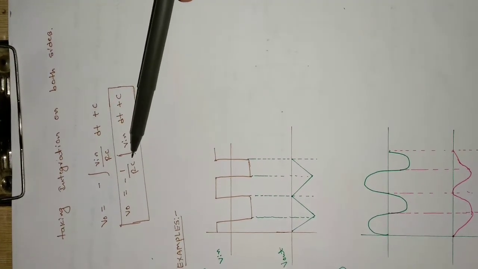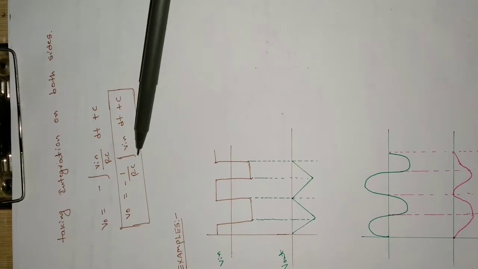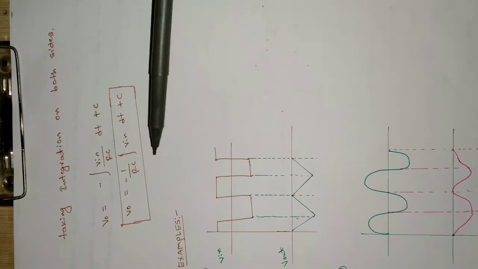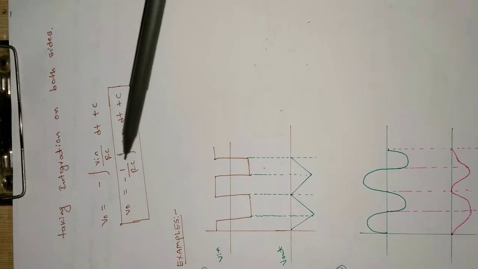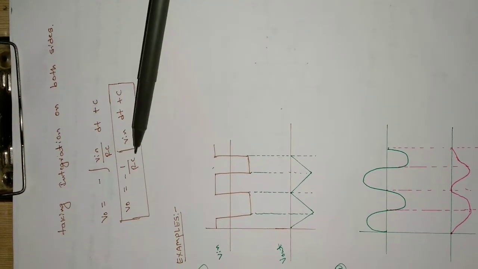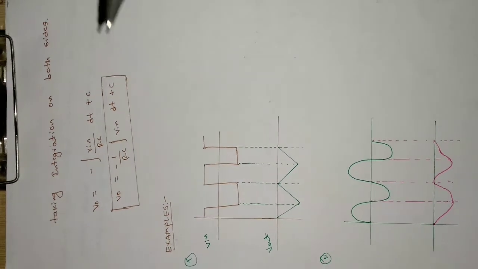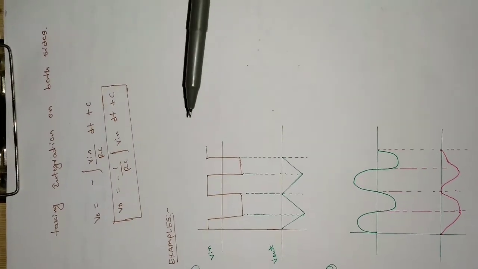So when Vin changes, the output is going to change. So minus 1 by RC is the term which will affect, but once we set R and C values, it will not affect the output. So they basically contribute to the gain there. So let us see some of the waveforms we will be getting in the integrator.